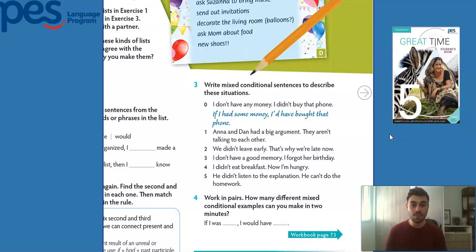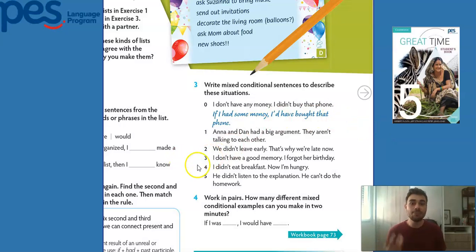And then we have sentence 0, which is an example. Then we have the situation. I don't have any money, present. I didn't buy that phone, past. So I need to connect these two ideas. So if I had some money, I would have bought that phone. Okay? And then you need to follow the same pattern, the same idea, right? For sentences 1, 2, 3, 4, and 5.